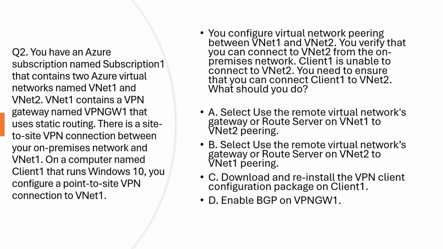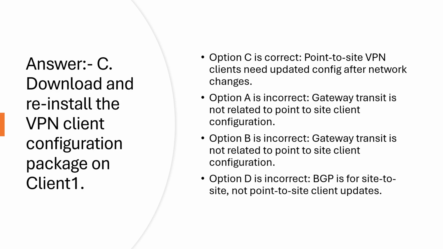A. Select Use the Remote Virtual Networks Gateway or Route Server on VNet 1 to VNet 2 peering. B. Select Use the Remote Virtual Networks Gateway or Route Server on VNet 2 to VNet 1 peering. C. Download and reinstall the VPN Client Configuration Package on Client 1. D. Enable BGP on VPN GW1. The correct answer here is C.